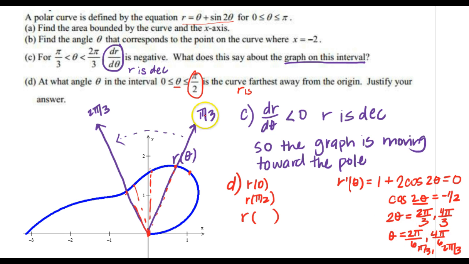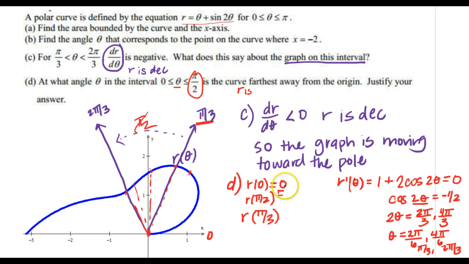Well, pi over 3 is the only one I care about because that's the only one between 0 and pi over 2. So we already said, or we labeled it for ourselves, that this was about pi over 3 right here. So pi over 3 is my critical value that's in my interval that I need to test in r. So r of 0, well, if I substitute 0 into this function, and we can do this on our calculator, we would get out 0. That one's pretty easy because 0 plus sine of 0 is 0.